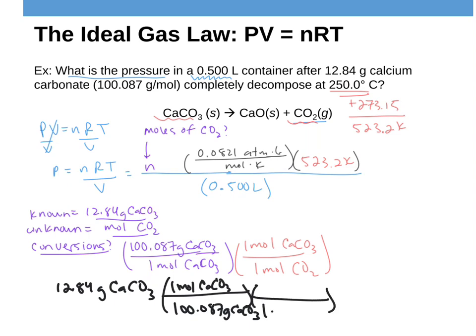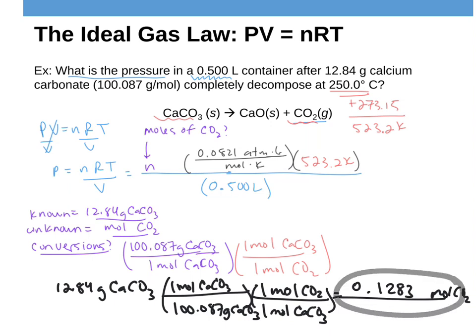And for every 1 mole of calcium carbonate, that's going to give me 1 mole of carbon dioxide. Or in other words, I can figure out how many moles of gas I should have. And if you calculate that all out, you get 0.1283. So that is this number, right? This number is the moles of CO2. So then I can just plug that in there.